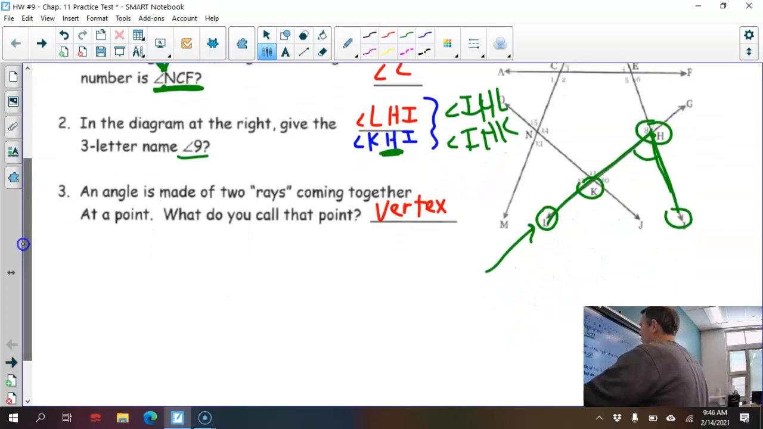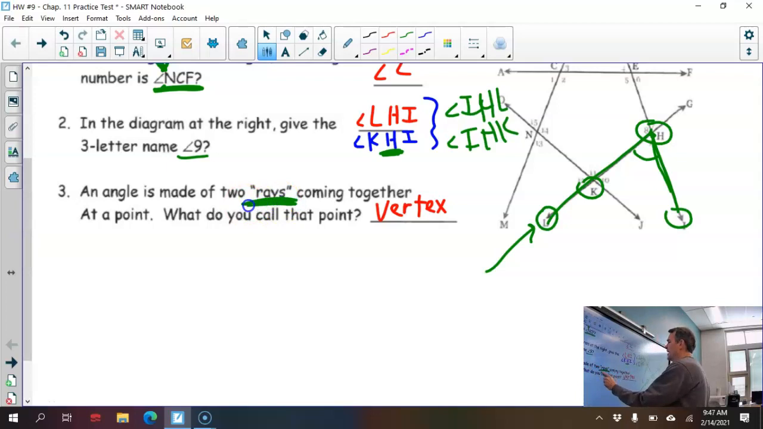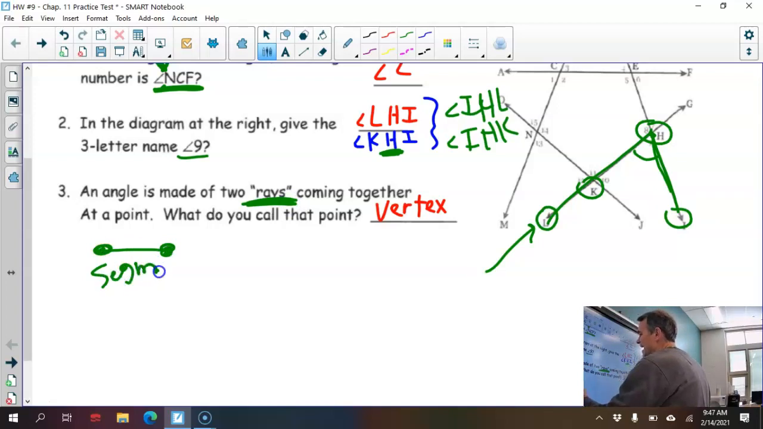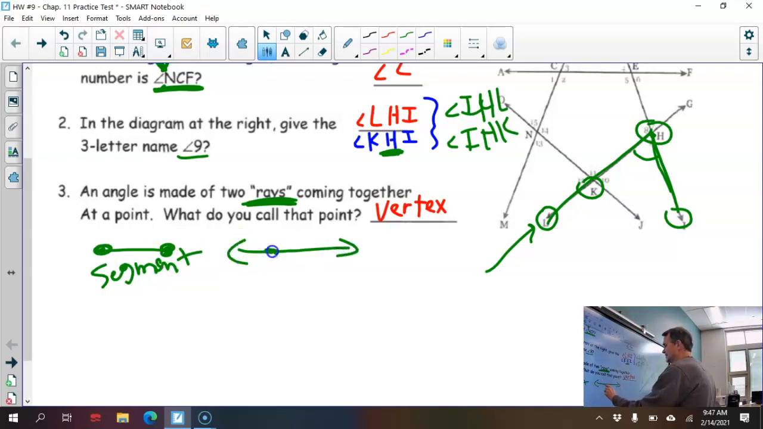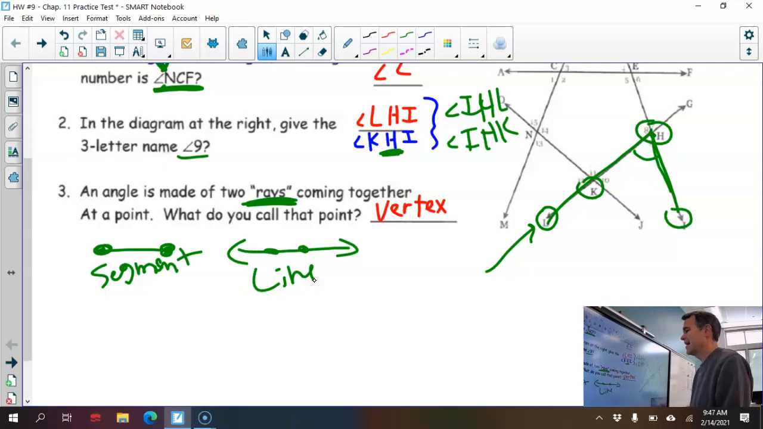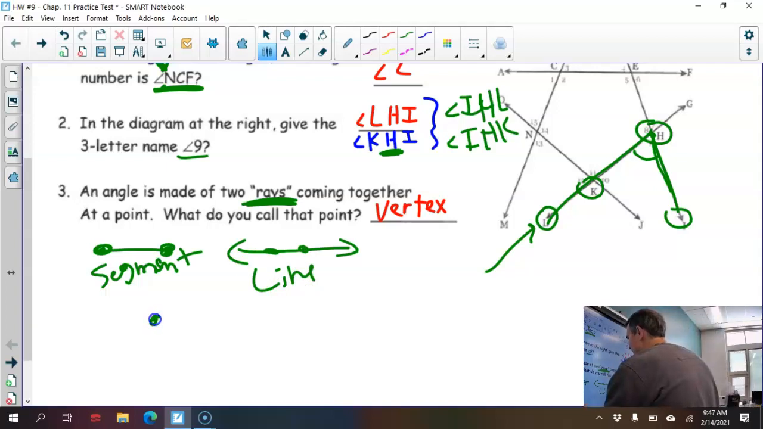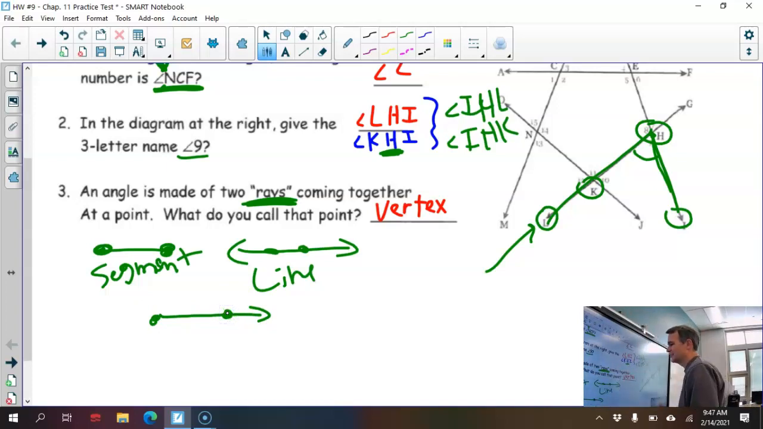All right, something I don't think we went over a whole bunch was that an angle is made up of 2 rays, right? This is a segment. It is a segment because it has an endpoint at both ends. And this is a line. A line goes forever in both directions. But a ray is kind of a combination of those. A ray has one endpoint, and then it goes forever in the other direction.